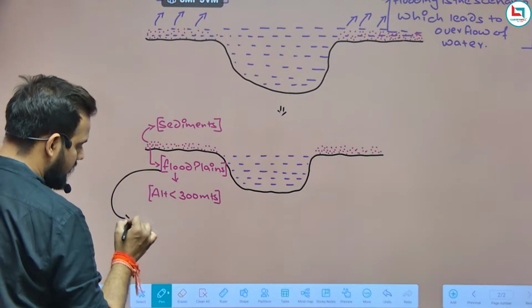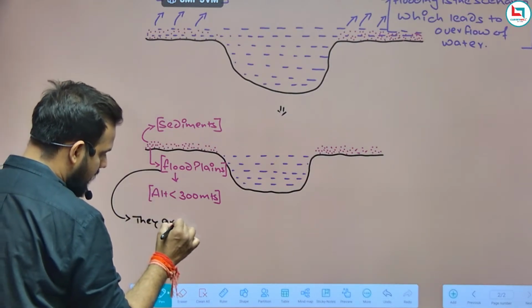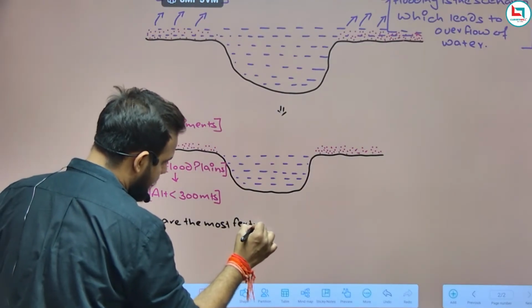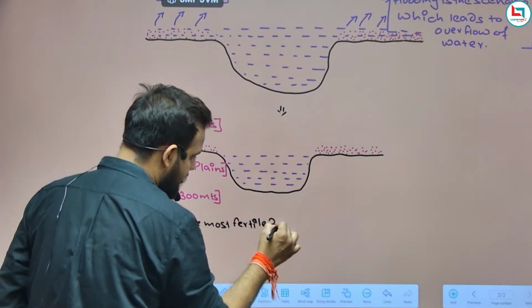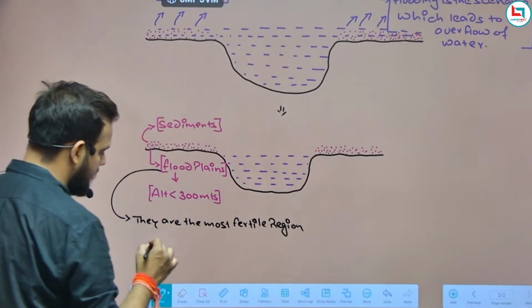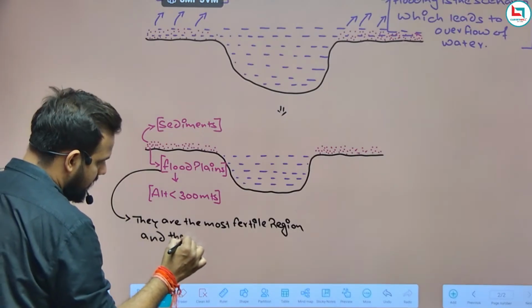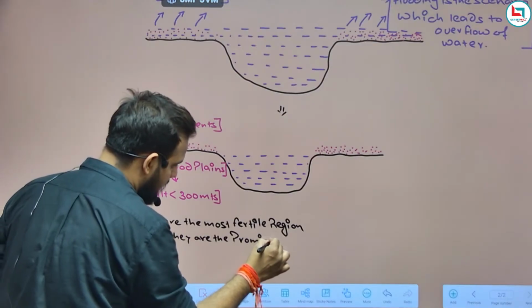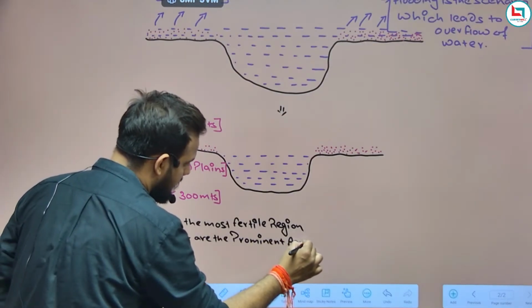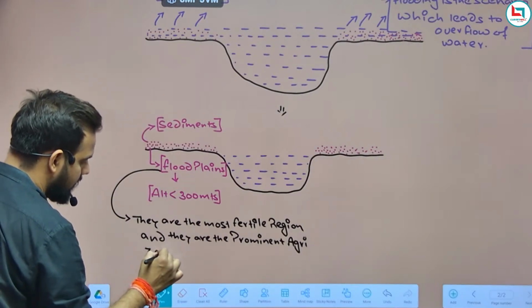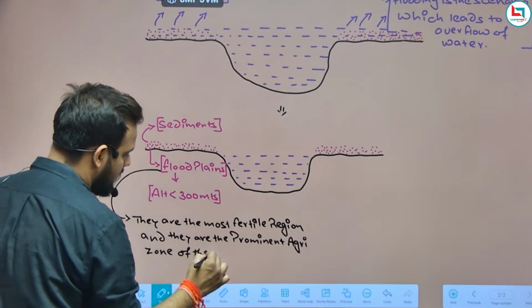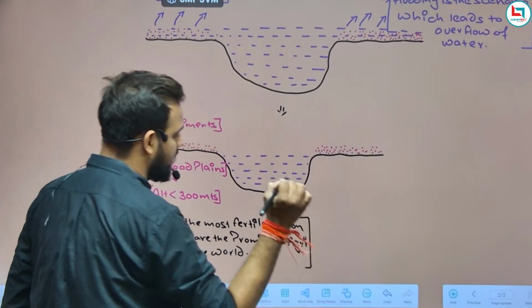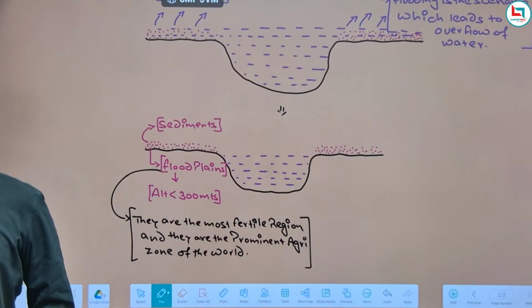Write down, they are the most fertile region, and they are the prominent agriculture zone of the world. So these are the floodplains. Are we good about the floodplains? Okay. So these are the things.